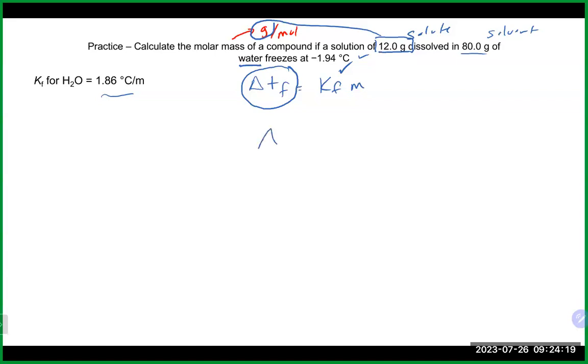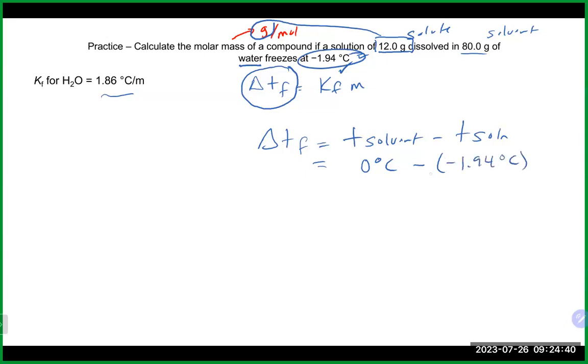What we know, as we talked about, is that the change in freezing point temperature is going to be the temperature of the solvent minus the temperature of the solution. In this case, our solvent is water, which normally freezes at 0 degrees Celsius, minus the temperature at which the solution freezes, which is minus 1.94 degrees Celsius. That gives us a change in freezing point temperature of positive 1.94, which is how we get rid of the negative, so we don't have it where we don't want it. Any questions on that there?